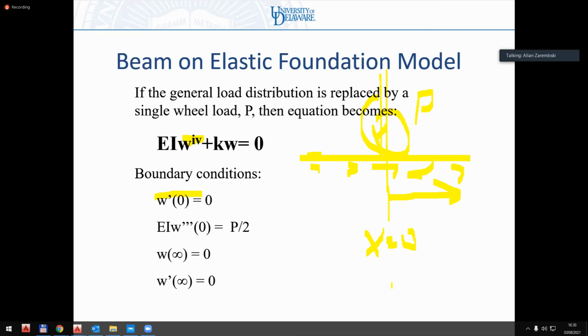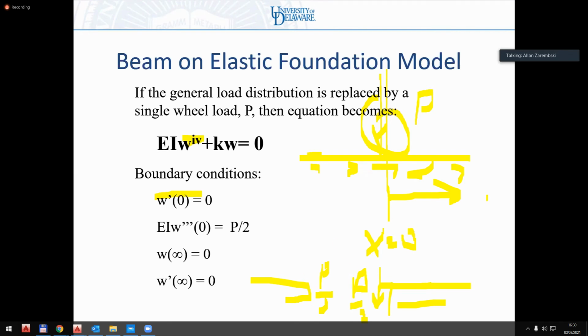So if I do a free body diagram, I have P over 2 on this side and P over 2 on this side. So my shear force at x equals 0 is P over 2. And my shear force is EI d cubed W dx cubed at x equals 0. And that's equal to P over 2 from my free body diagram.